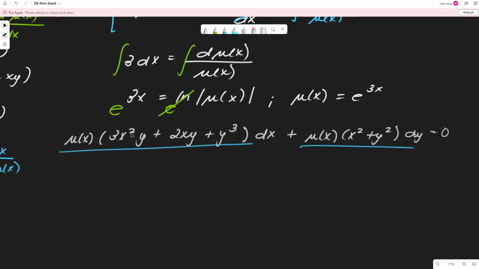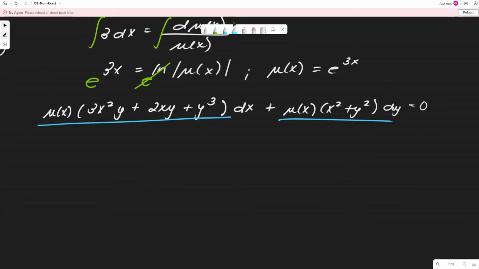Okay. So, we have here... Tanggalin ko lang yung underlines. Ayan. Then, burahin ko si mu of x. Papalitan natin ng e raised to 3x. E raised to 3x. Ayan. Okay?